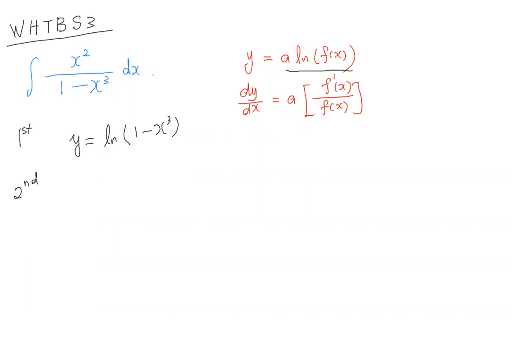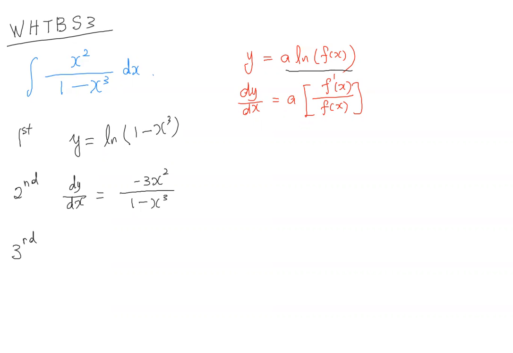Okay, your second step will be your dy/dx. So anti-differentiation for integration is very important. So you get your f(x) is 1 minus x cubed. So this one is negative 3x squared. Am I right? So third step. Third step. So what do we do?